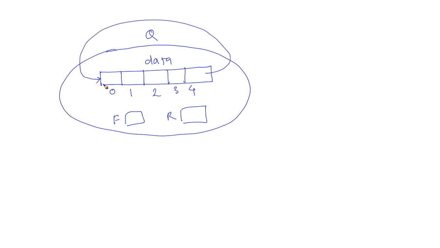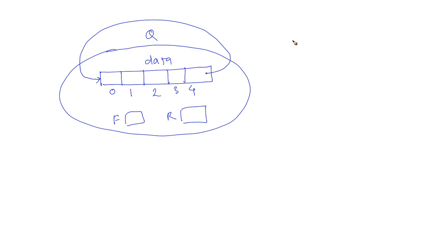We'll bring them to the beginning. And because of that movement to F and R, we'll call this queue a circular queue. There is no change in the implementation at all. Everything is the same, only because we are giving this movement. That's why this is called a circular queue. Now the question arises, how can I give this circular movement?